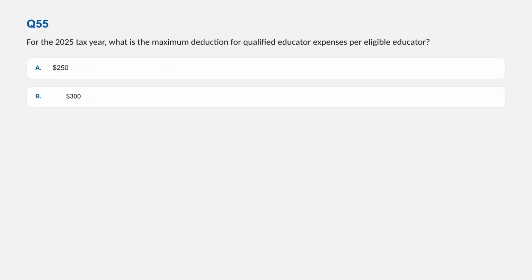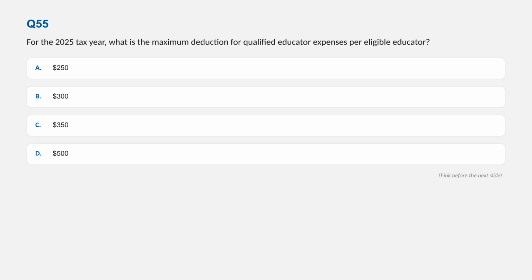Alright, let's move to question 55. For the 2025 tax year, what is the maximum deduction for qualified educator expenses per eligible educator? A. $250. B. $300. C. $350. D. $500.